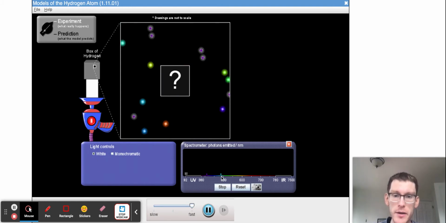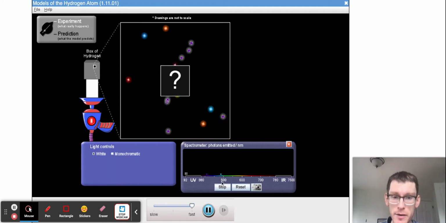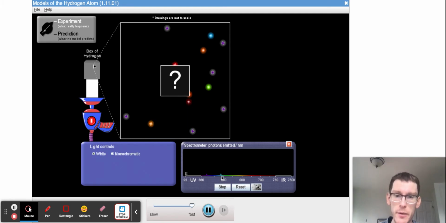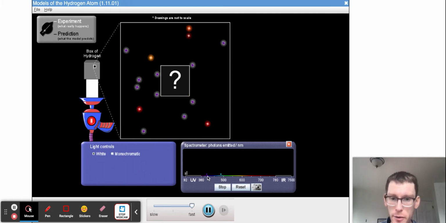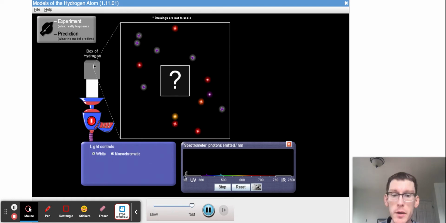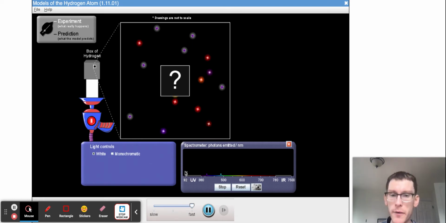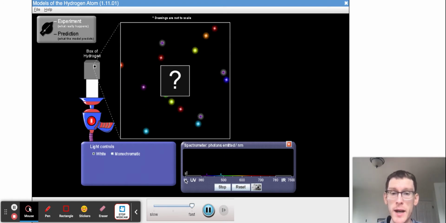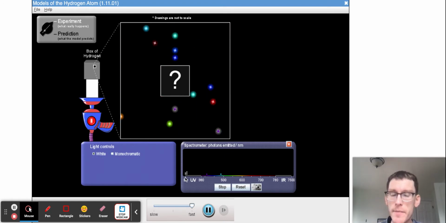So one just appeared here at around 490 maybe nanometers. These numbers are in nanometers. So yeah, we have one at around 490, another one at maybe 410. But notice more photons are being emitted that have a wavelength of around 90 to 100 nanometers.